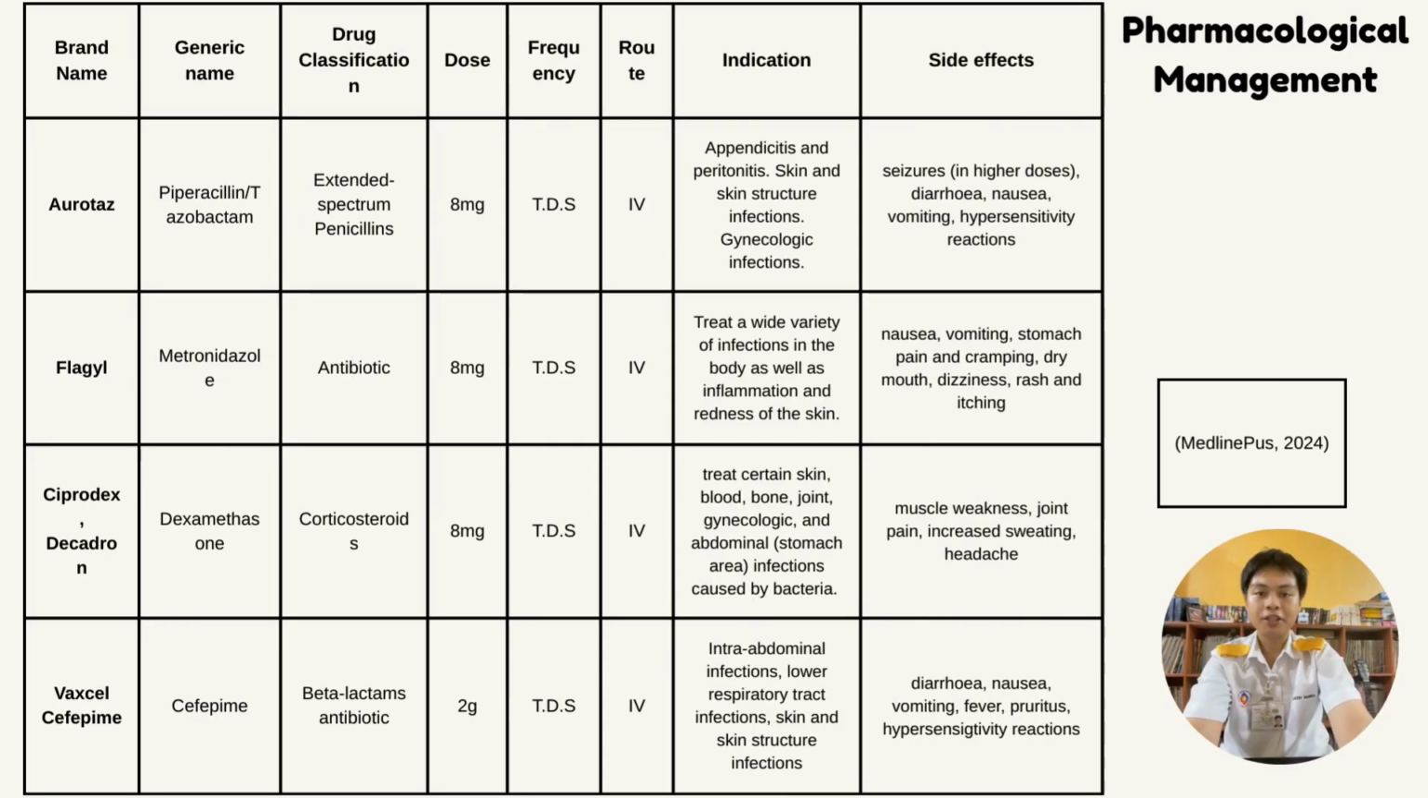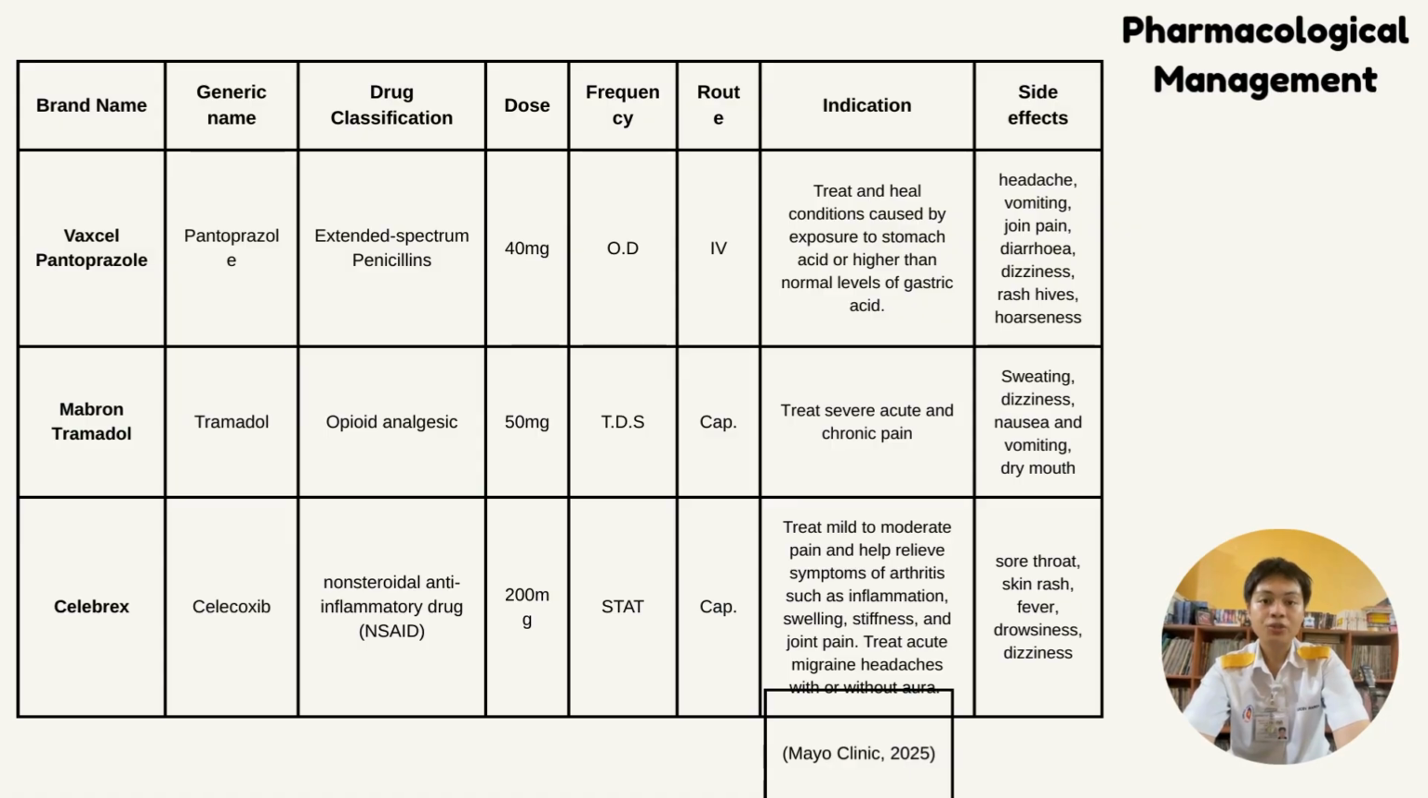These are the pharmacological managements. As you can see, there are lots of medications prescribed to the patient, from antibiotics to opioids, from NSAIDs to corticosteroids. The patient must take them according to the dose, the frequency, and the route. As a nurse, we need to administer the medications prescribed by the doctor to the patient, monitor their effectiveness, and also check for adverse effects. If the medication is out of stock, we need to inform the pharmacist immediately.